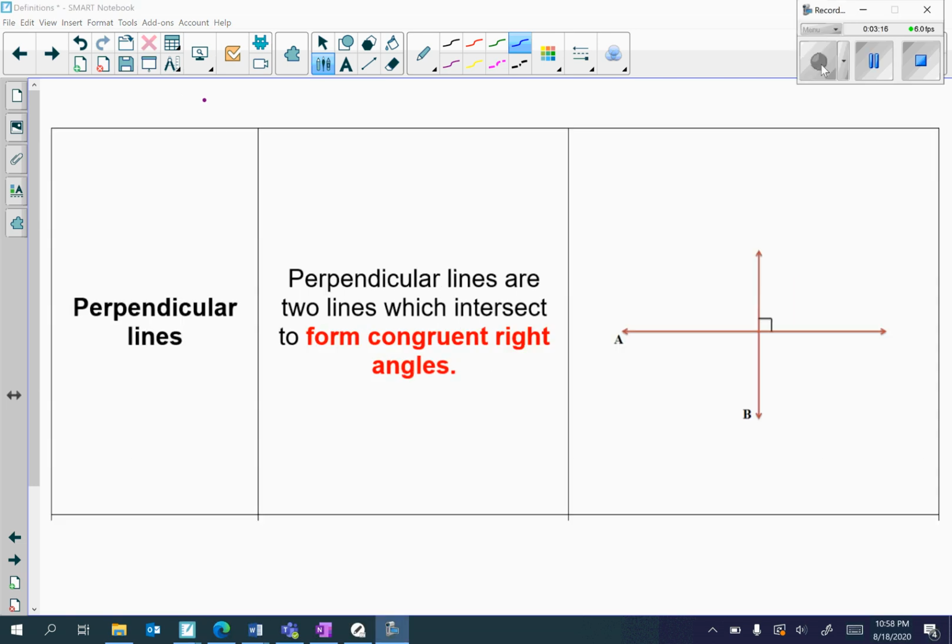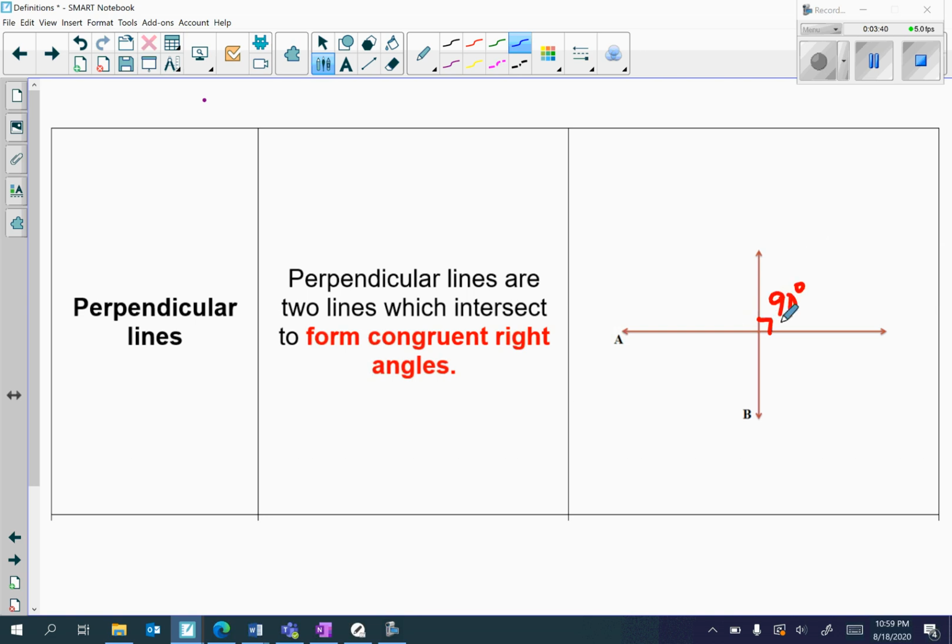Next, we have perpendicular lines. Perpendicular lines are two lines which intersect to form congruent right angles. So in this diagram, I have two lines that intersect, line A and line B, and they form congruent right angles. So here's a right angle, and notice it's represented by the box. That means it's 90 degrees.